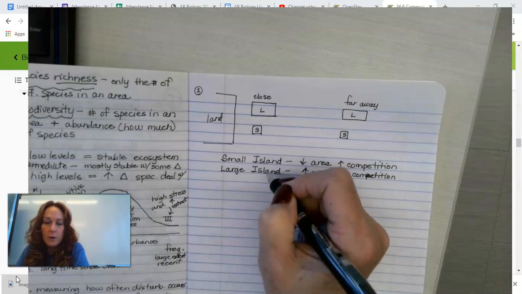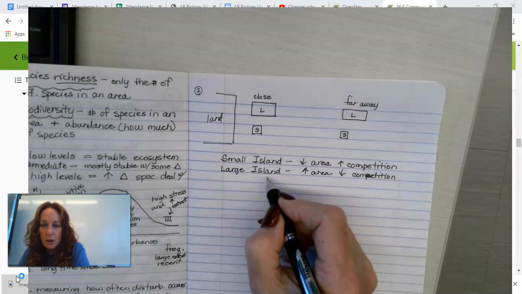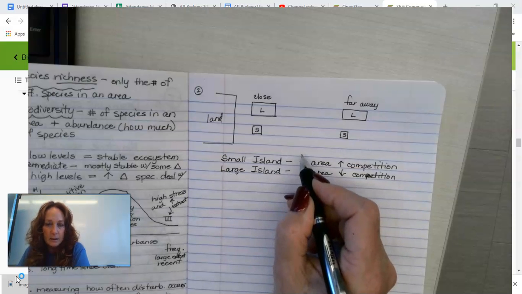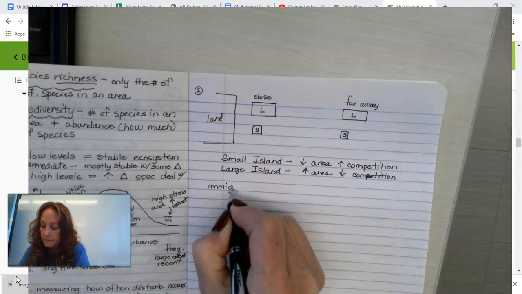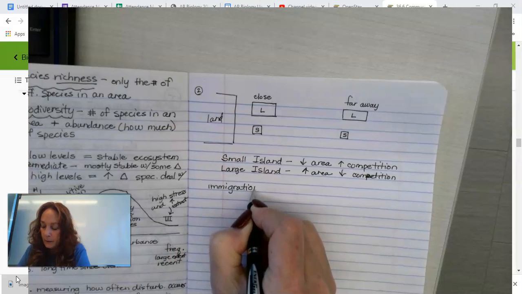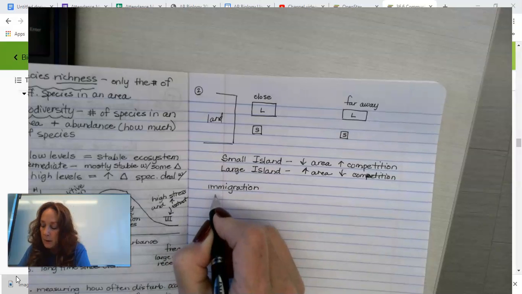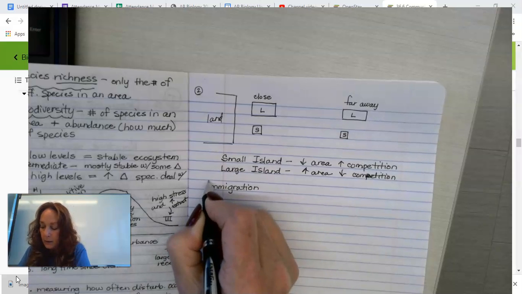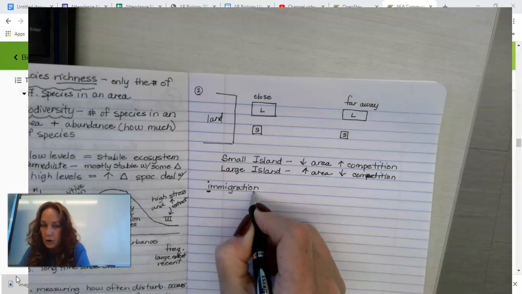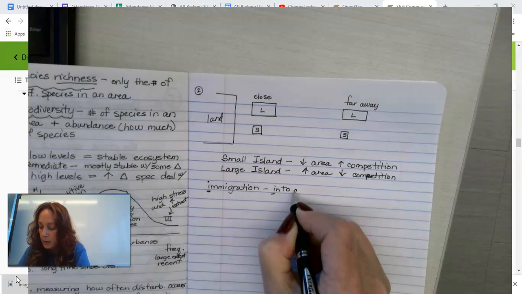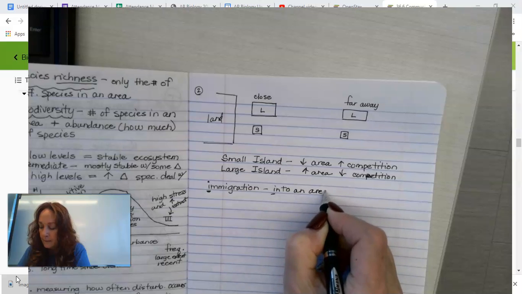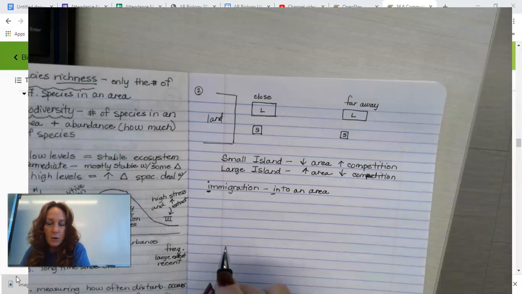When you have organisms that come to a place, it's called immigration, with an I. So I always think of immigration as you're going into an area. These are the new species that are able to come and establish themselves in an area.